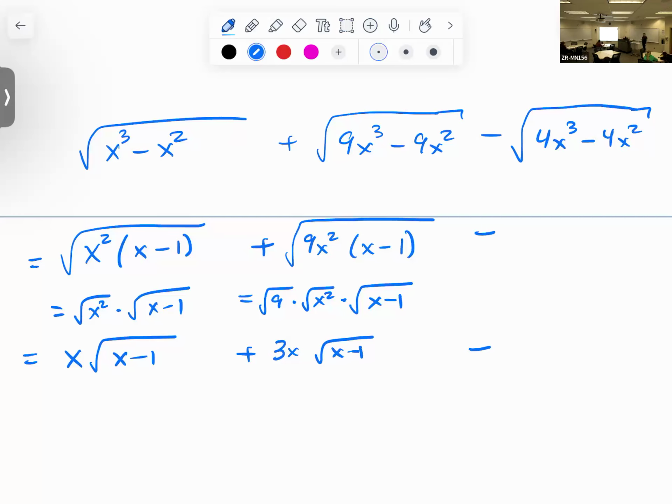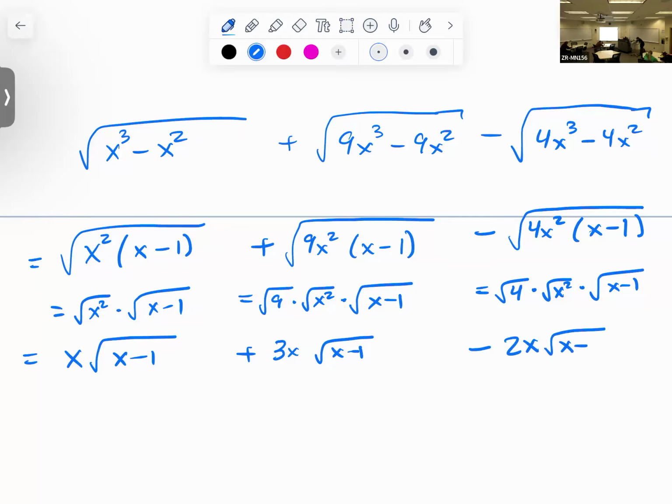All right, and then lastly, now we're seeing a pattern, right? 4x cubed minus 4x squared, what can I pull out? 4x squared. What's left? X minus 1. We need 2x. Let's do the extra step. Square root of 4 times square root of x squared times square root x minus 1. That leaves square root of 4, 2. Square root of x squared, x. And then the other piece comes down, x minus 1.